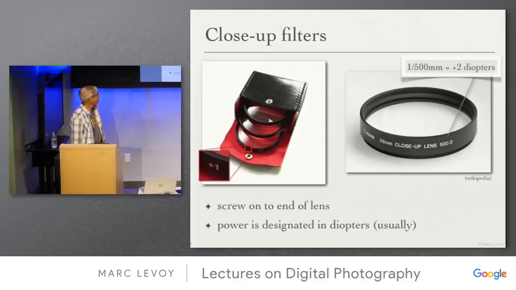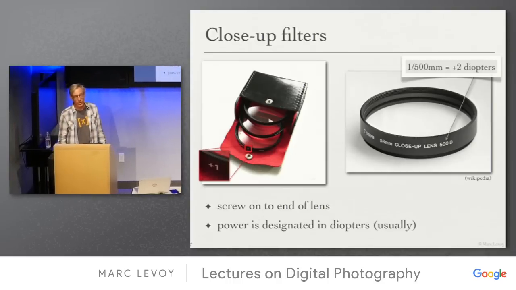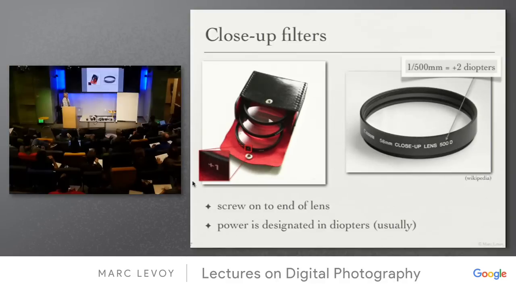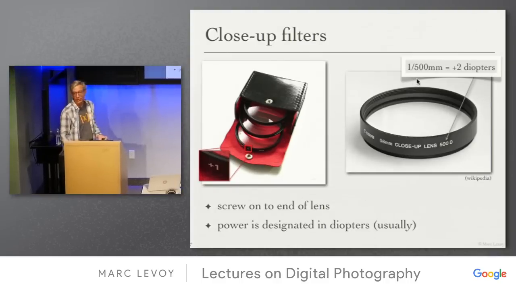So here's another one. Now, that one's not denoted in diopters. It instead gives the focal length, but just 1 over that is the number of diopters. So this is a more powerful close-up filter than this. The focal length of this one is 1 over 1 in meters, so that's a focal length of 1 meter. And so this is a focal length of 500 millimeters.